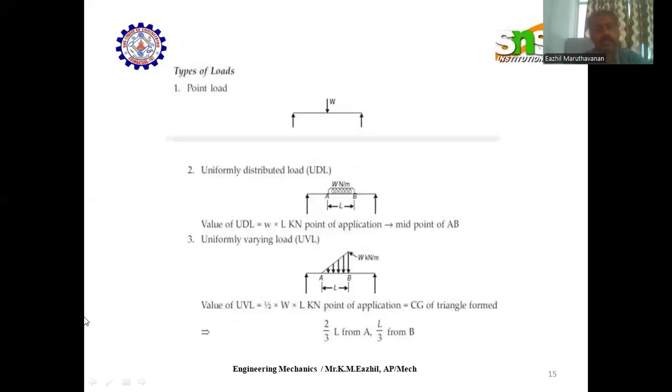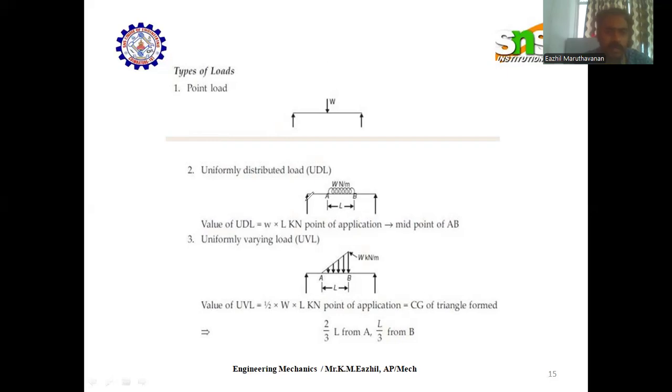Loads. Loads are of three types: point load, uniformly distributed load, and uniformly varying load. A point load is a particular load of weight acting at any point of the beam, bar, or structure given. In a uniformly distributed load, some amount of load acts over a particular distance. For example, a 2 kilonewton load uniformly acting over a distance of 15 meters; then we call it a uniformly distributed load.